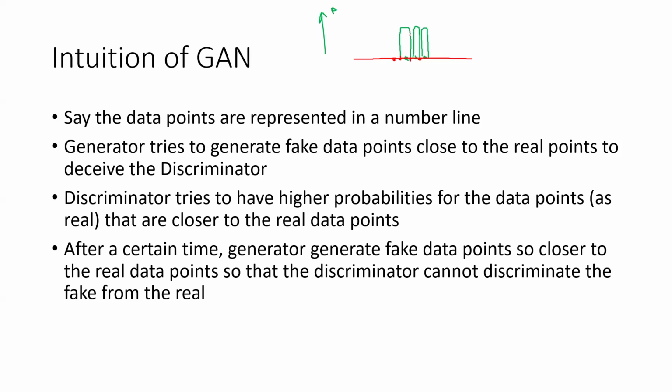So finally, in a successful training session, the discriminator will fail and the generator will be successful at generating highly realistic images. So that is how a realistic image generator is created, right?